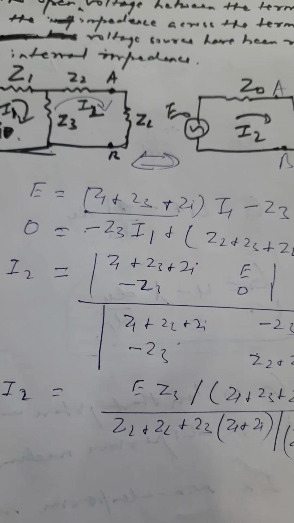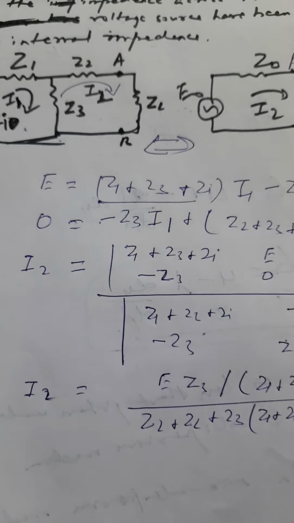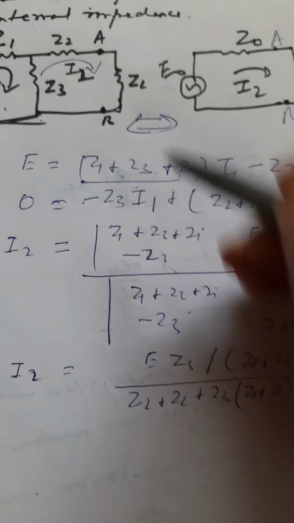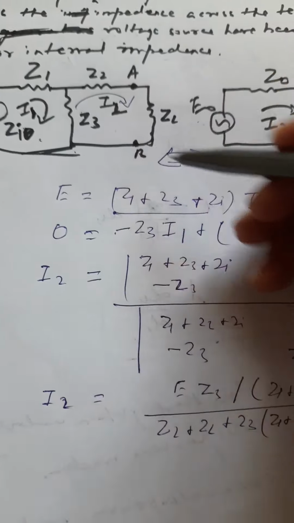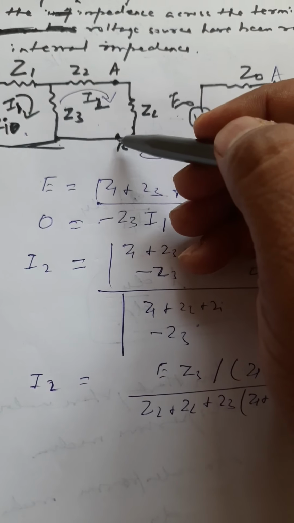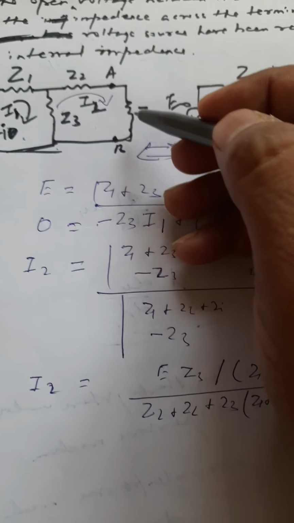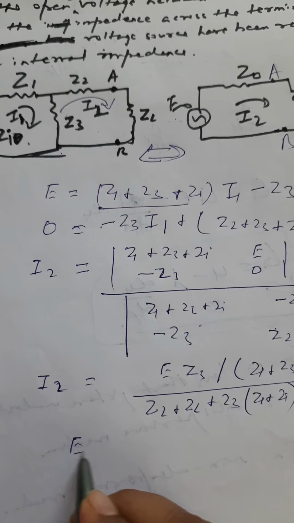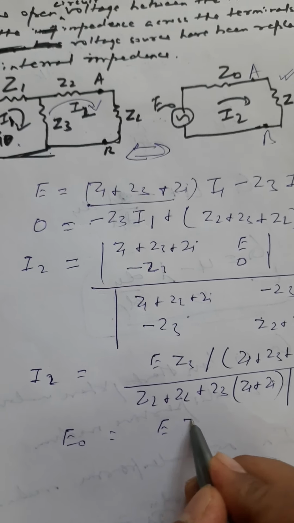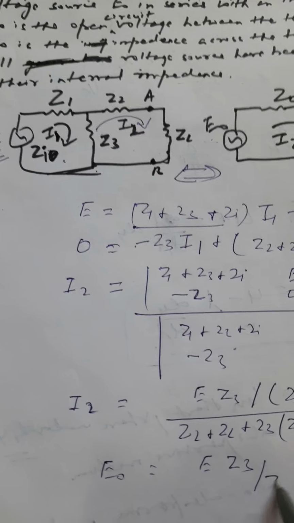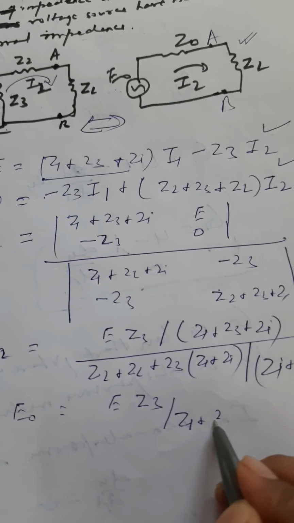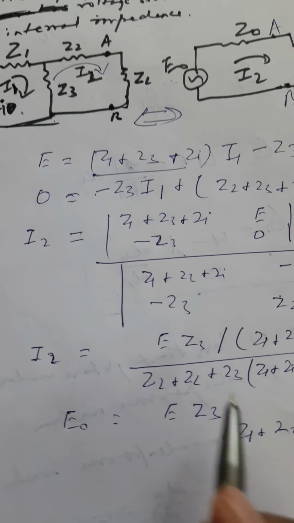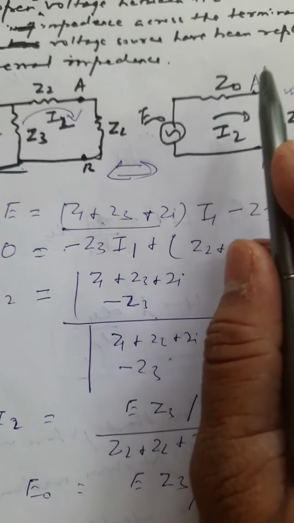So how do we find E0? To find E0, we need to find the open circuit voltage across the two terminals AB. If it is an open circuit, there is no ZL over here, and you'll get the EMF, that is E0, given by E into Z3 divided by Z1 plus Z3 plus Zi.